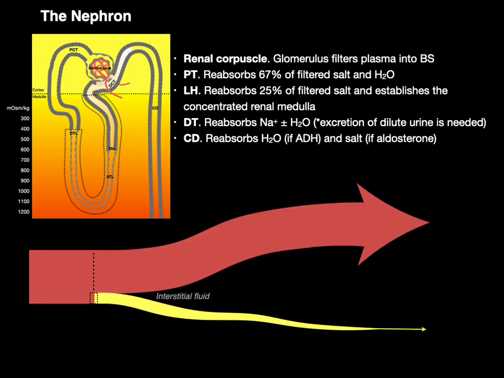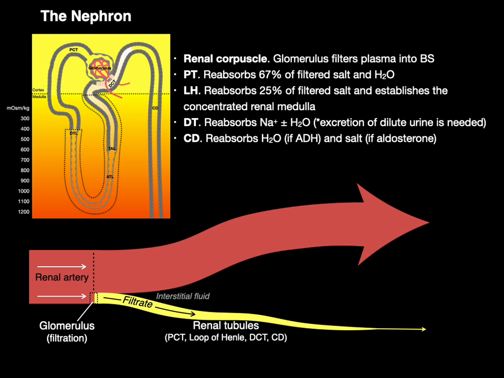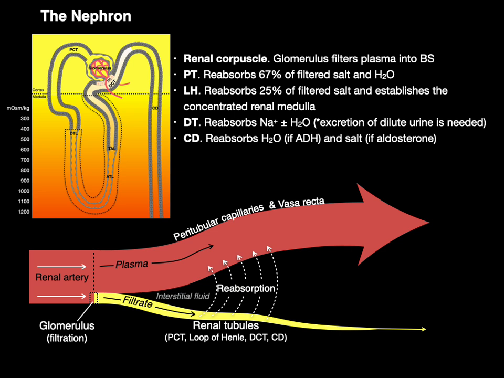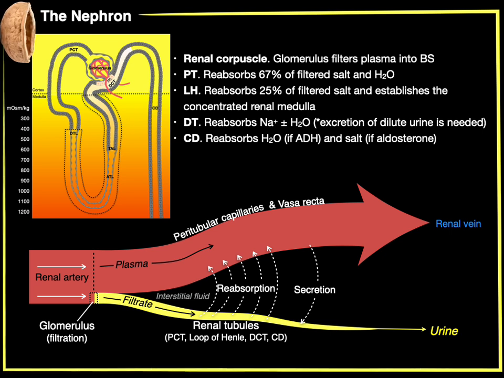And another way of showing that is that when the renal artery supplies the nephrons, the glomerulus goes through the process of filtration and the filtrate enters the renal tubules, the proximal tubule, loop of Henle, down to the collecting ducts, whereas the plasma continues in the peritubular capillaries and vasa recta paralleling those renal tubules. So reabsorption is taking water and solutes back into the blood. Secretion is putting some things back into the renal tubules. So urine is what's left over at the end of the tubules, and plasma exiting just goes into the renal vein and back into the systemic circulation. And that, my friends, is the nephron in a nutshell.